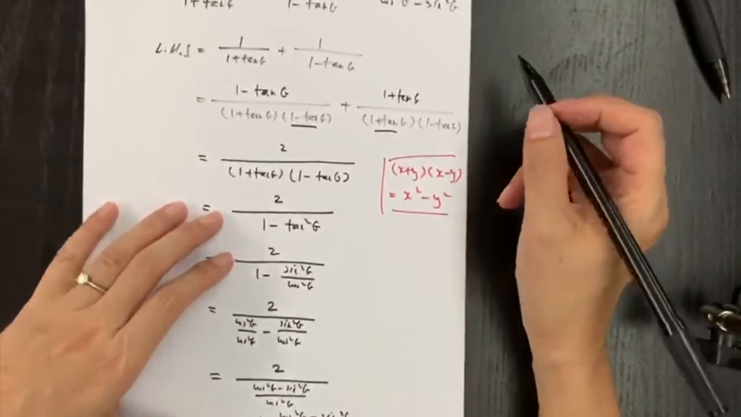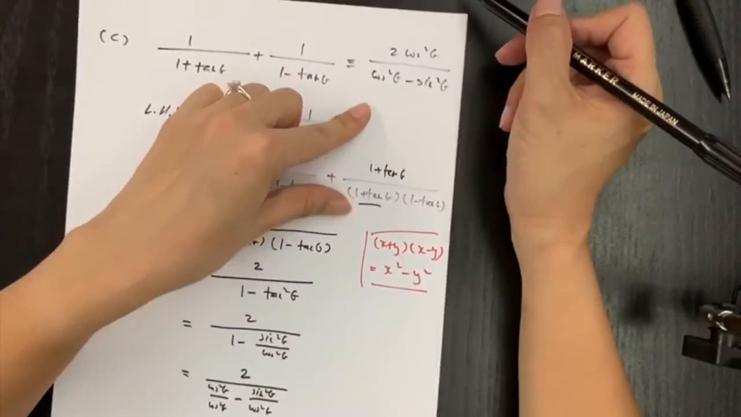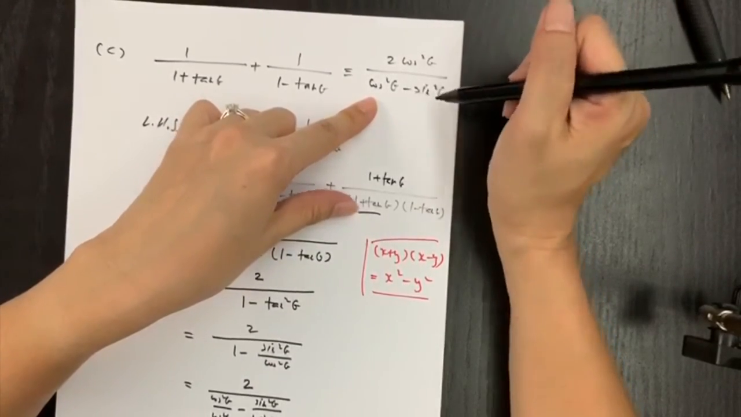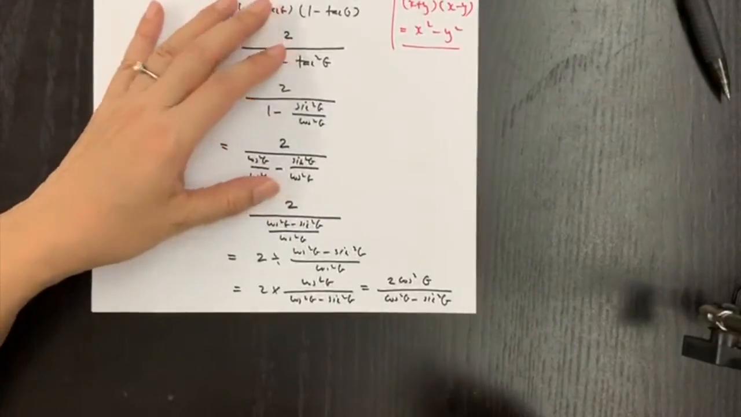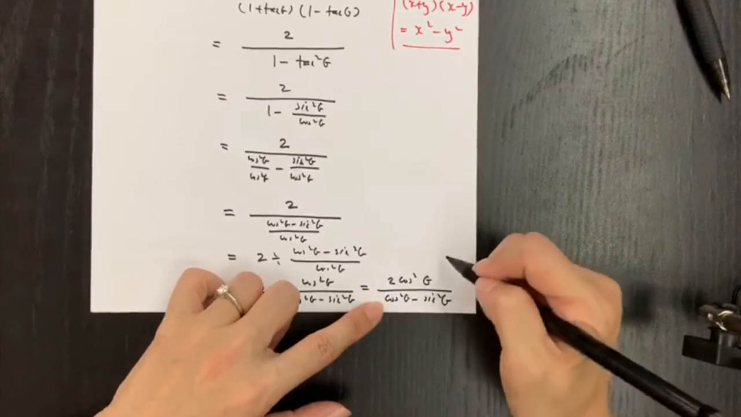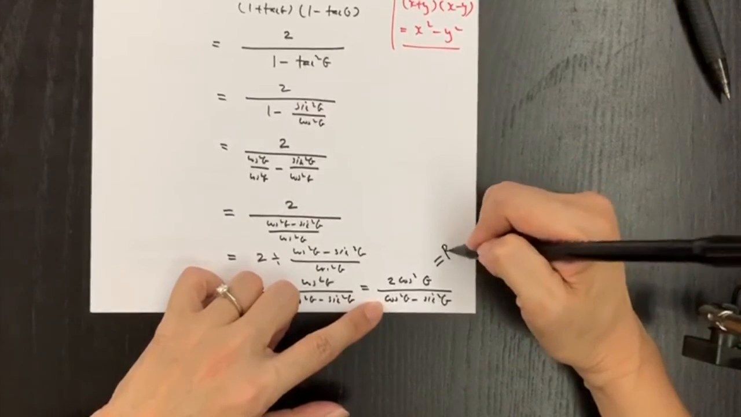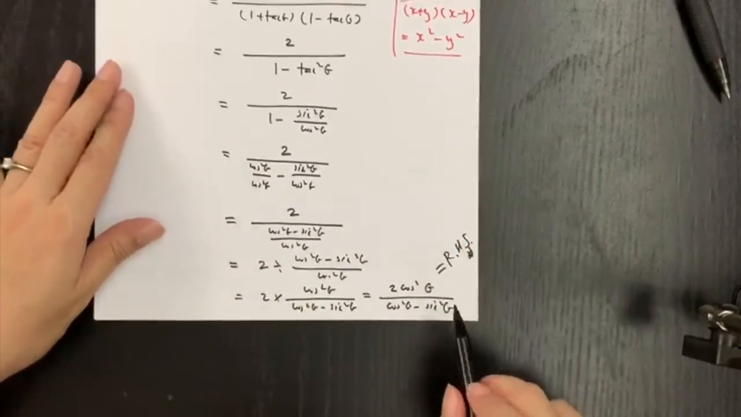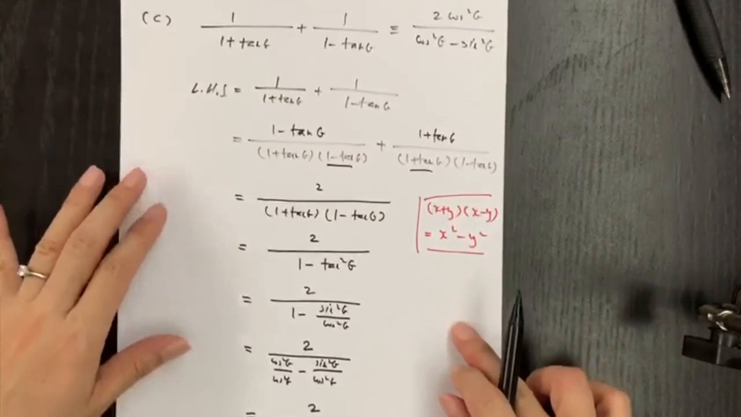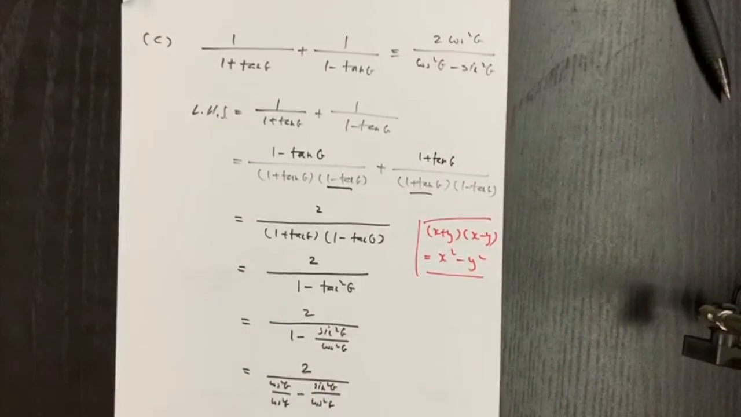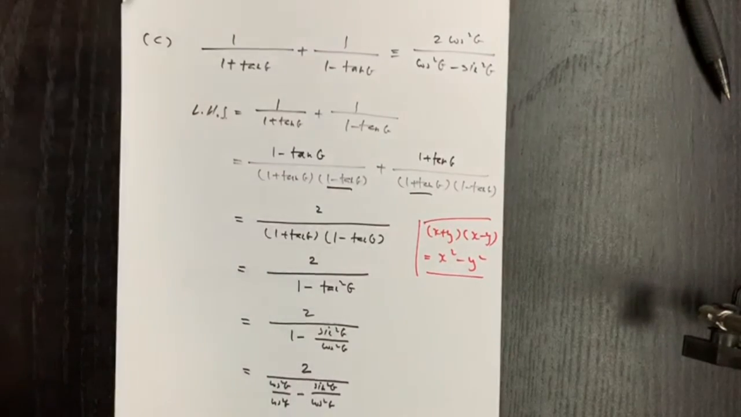And let's check the right hand side. The right hand side here, 2 cosine square theta, and then over cosine square theta minus sine square theta. See? 2 cosine square theta over cosine square theta minus sine square theta. So this is the same as what? The right hand side. Okay, this is it. So we have proved it, which is an identity.